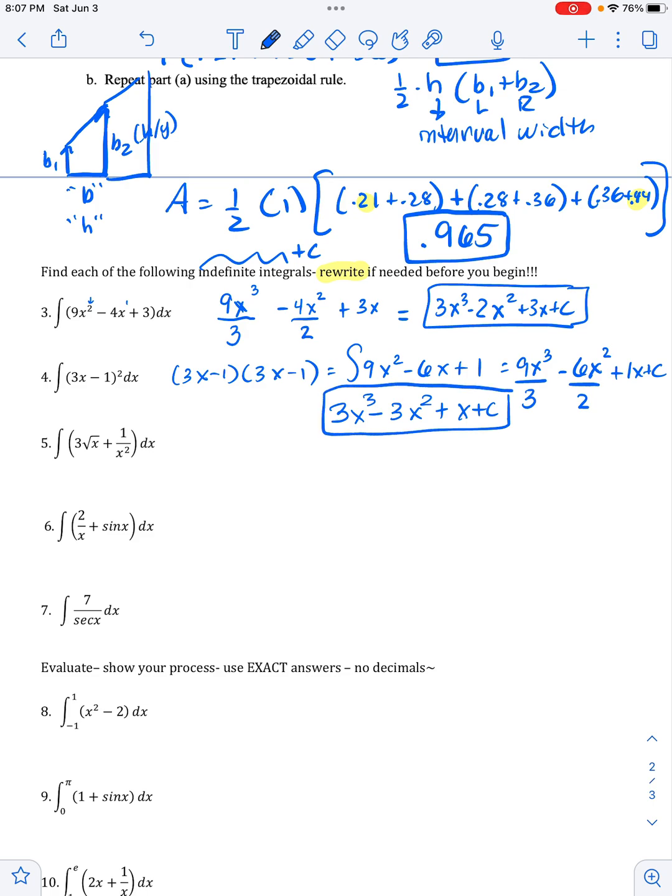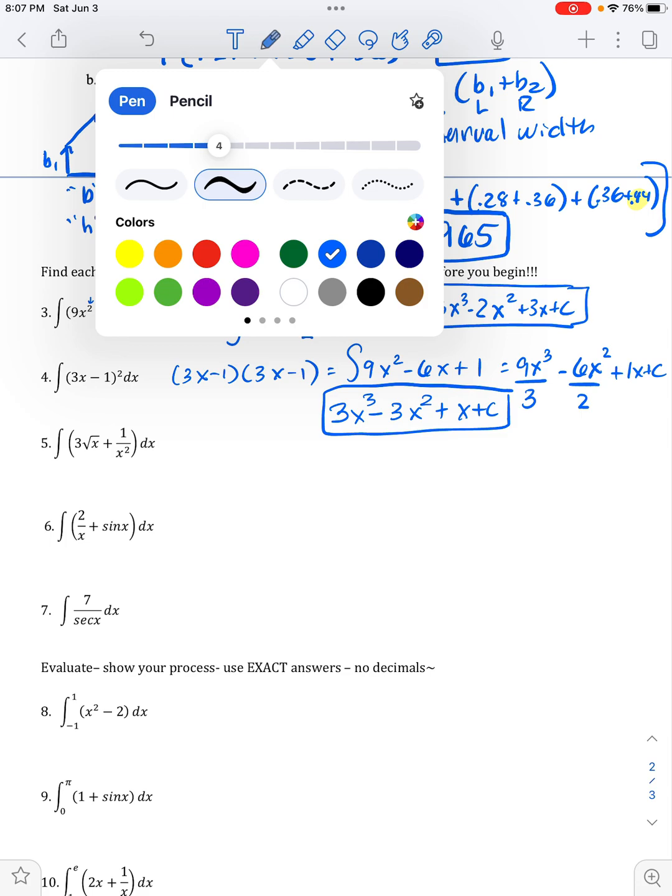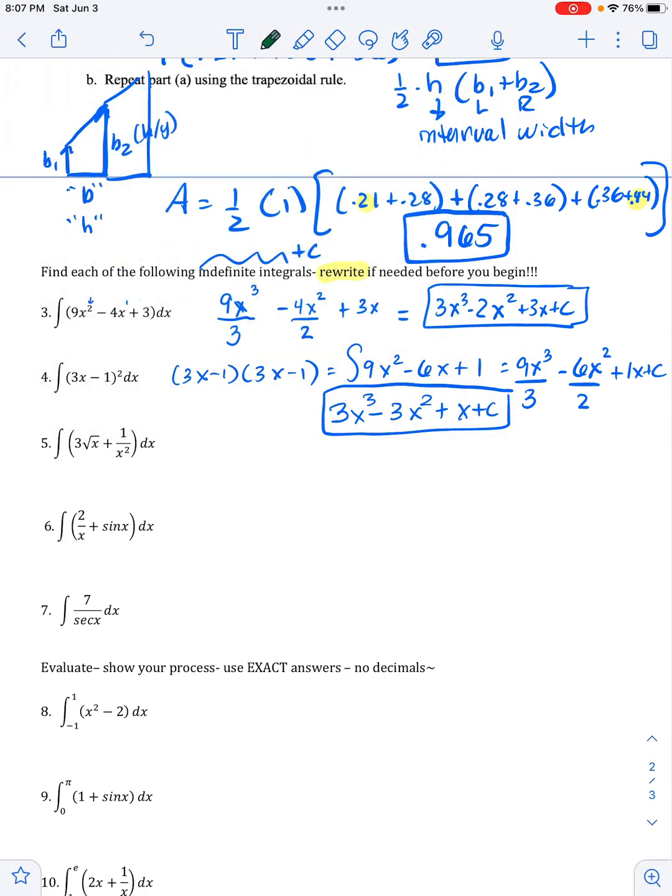Okay, so now it gets kind of tricky. I can't use square roots, so I have to think of this as 3x to the 1/2. And I can't do this next part as an ln. Really know that, because I can only use ln if it's 1 over plain x, and it's not.